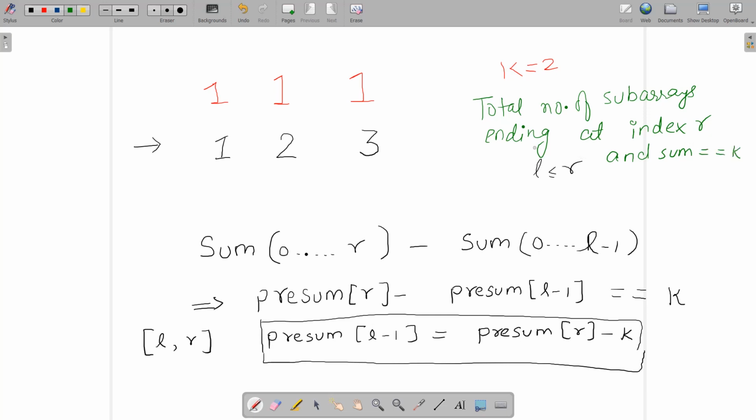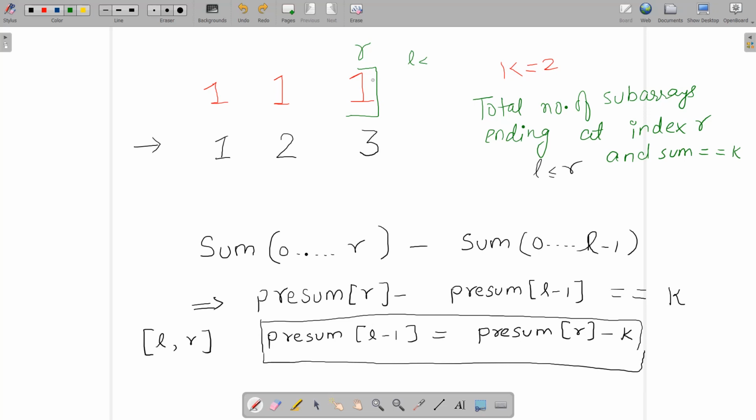Okay, if you are not getting it, no need to worry. Let us understand with the help of an example. Let's say our R is at this position. I am just asking you what is the total number of subarrays whose right bound is always at this position, and the left bound can be any index which is L less than or equal to R. I'm talking about this thing. So it can be only a one length subarray, or a two length subarray, or the entire length subarray. So I'm talking about the total number of subarrays ending at index R.